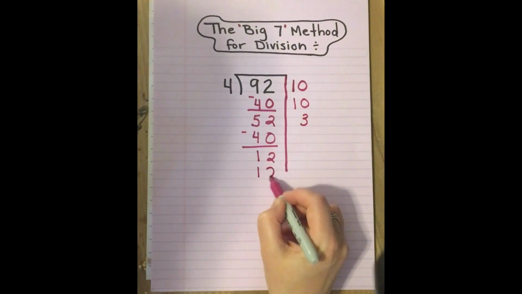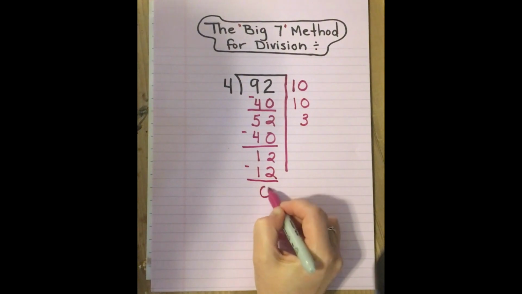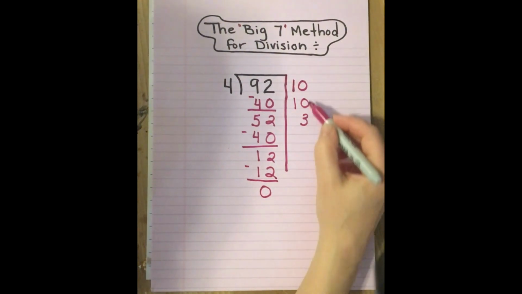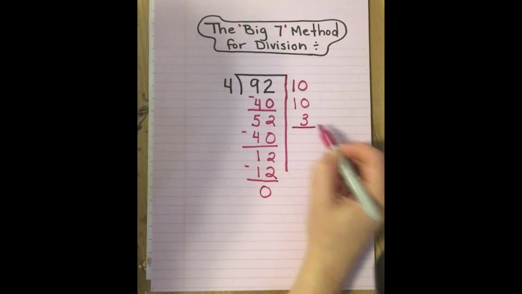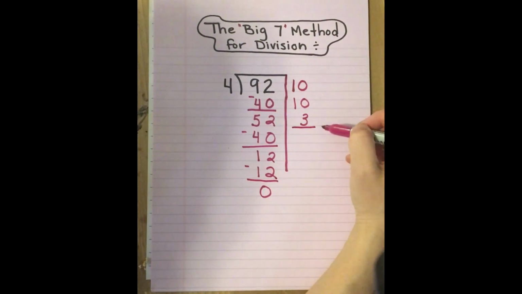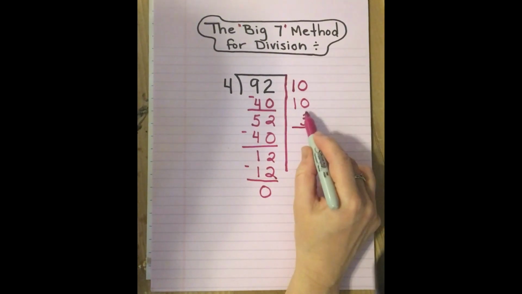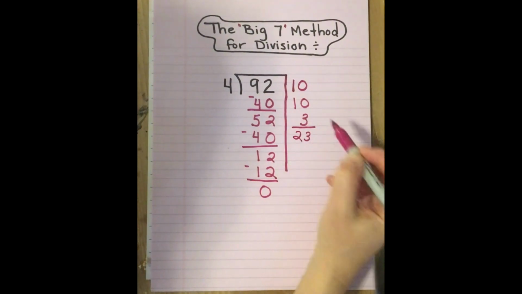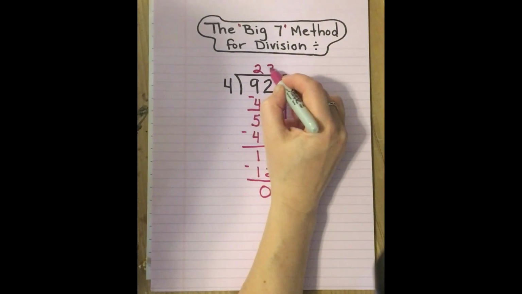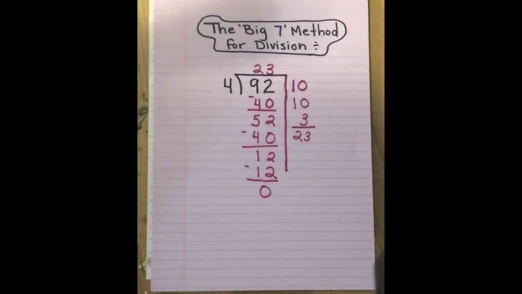If I know my multiples of 4, I know that 3 groups of 4 equals 12. So that's going to come out exactly evenly, and I'm left with nothing down here at the bottom. And that means there is no remainder. So remember, this over here on the right side is where I'm keeping track of how many 4s I took out of 92. I am now going to add all those up, and my answer is 23. And you can then write that up there on the top where we traditionally would write our answer.